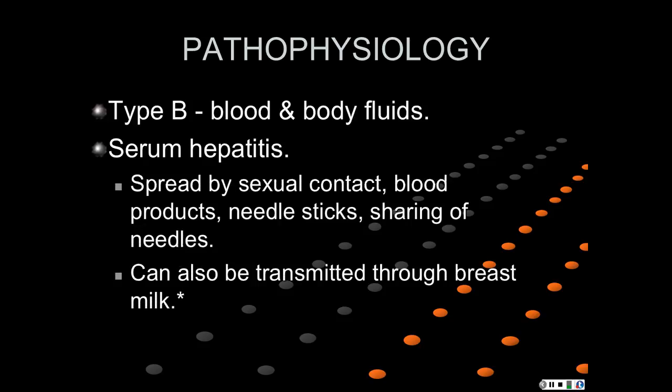Then type B, that's your body and blood and body fluids. Again, just to help you remember, type B, blood. That is also referred to as serum hepatitis. The other one we said is referred to as infectious hepatitis. So serum is going to be in the blood, it's going to be in the body fluids. It is spread by sexual contact. It's spread in blood products, needle sticks, sharing of needles.